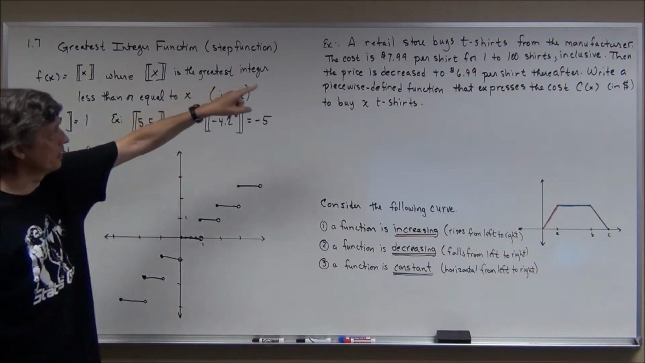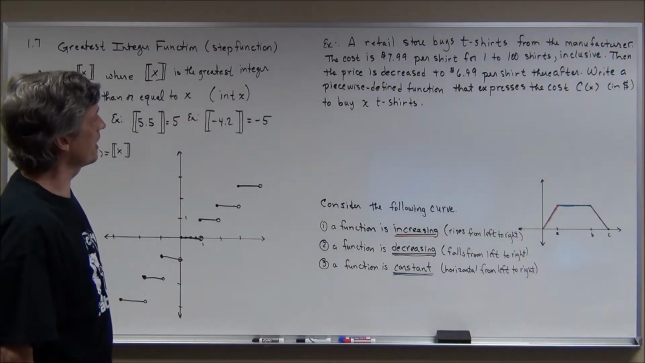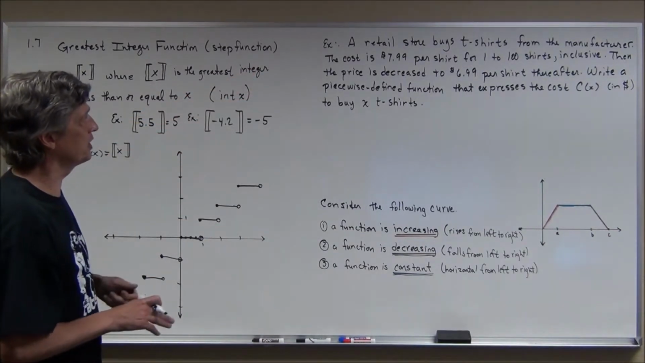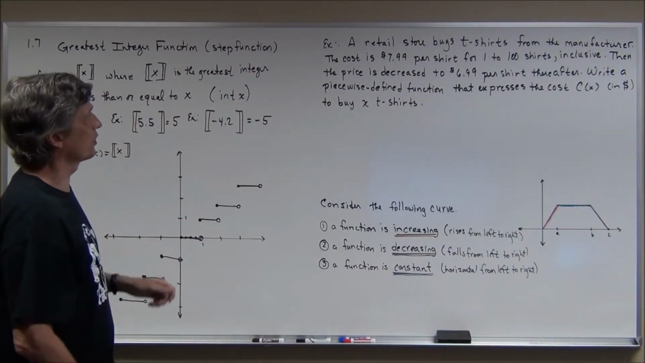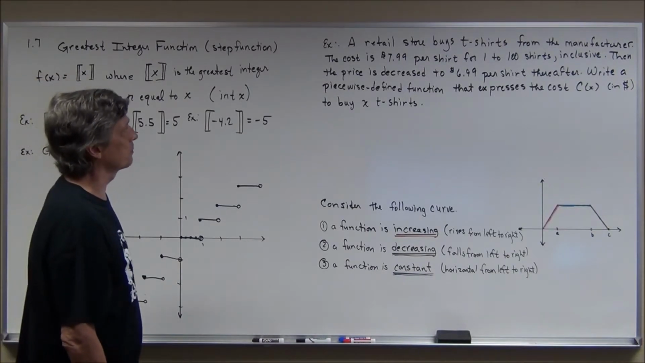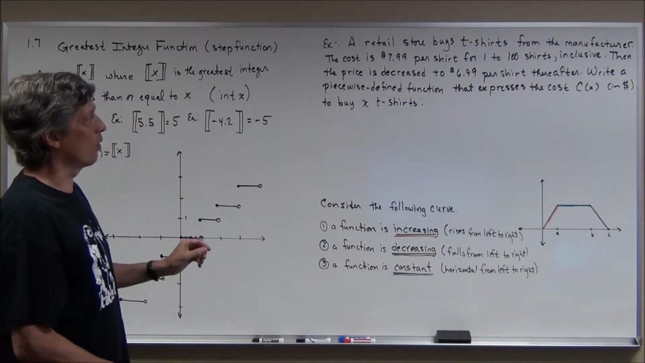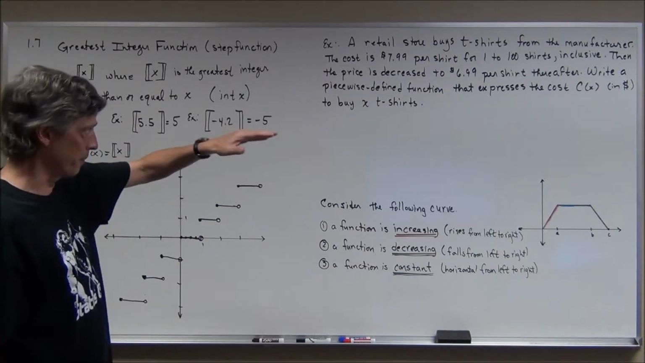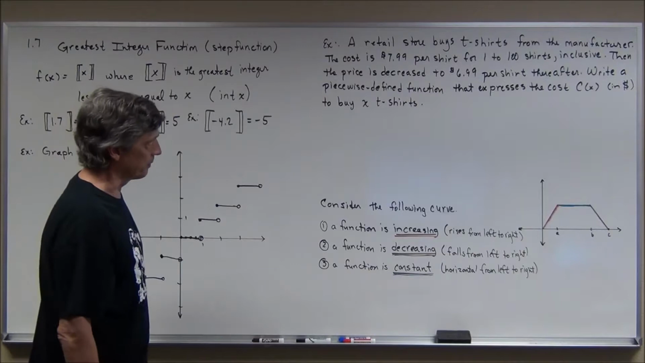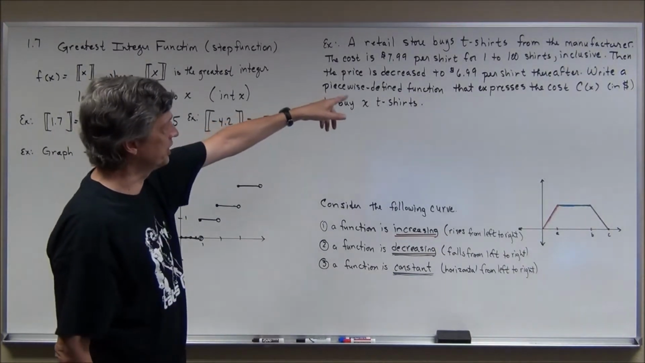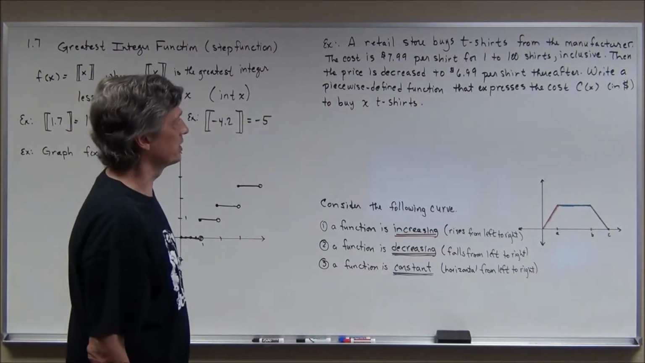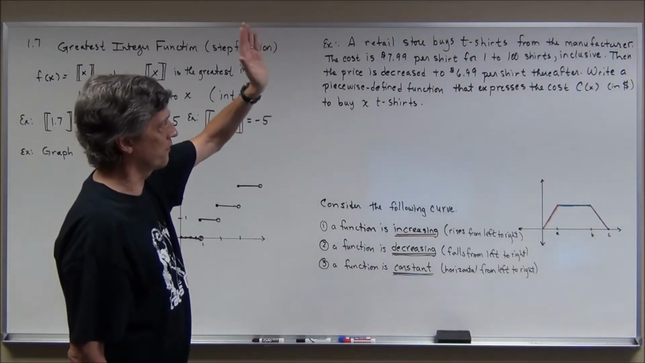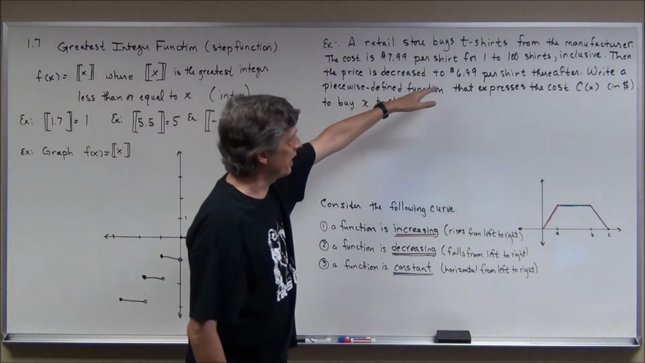Okay? Over here, an example, an application of a piecewise defined function. A retail store buys t-shirts from a manufacturer. The cost is $7.99 per shirt for anywhere from 1 to 100 shirts inclusive. So if you buy one shirt, it's $7.99. If you buy 100 shirts, they're at $7.99 a piece. Then the price is decreased to $6.99 per shirt, anything after. So if you buy 101 shirts, 200 shirts, 5,000 shirts, you're going to be paying $6.99 a shirt.